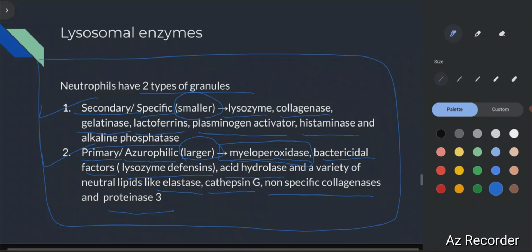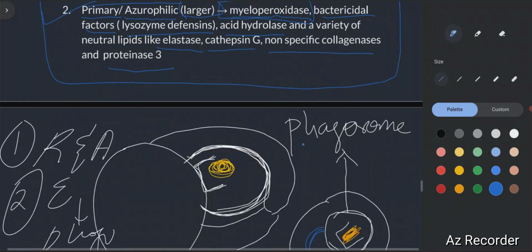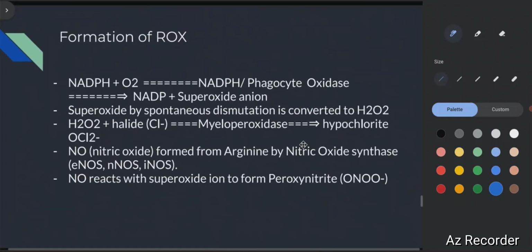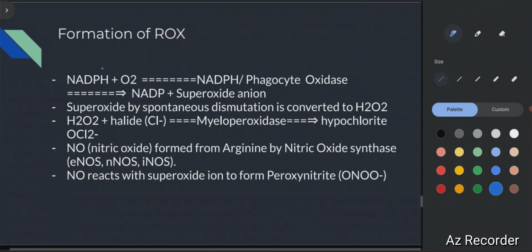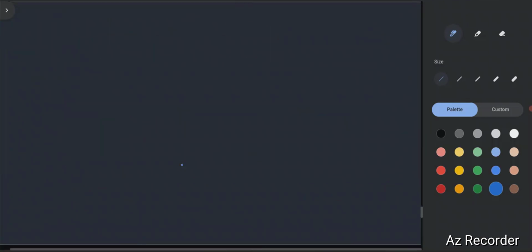Okay, so what is the other way of killing the antigen? You may form reactive oxygen species for this purpose. Okay, so what is the process by which neutrophil or macrophage produce these reactive oxygen species? Let's talk about it in detail. So this is whole process of formation of reactive oxygen species. I'll draw it first here, then we'll read the text together.